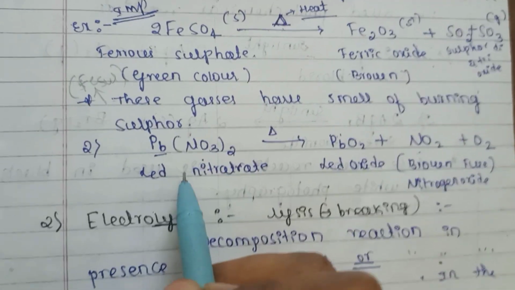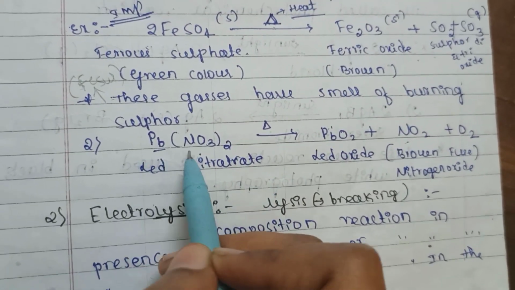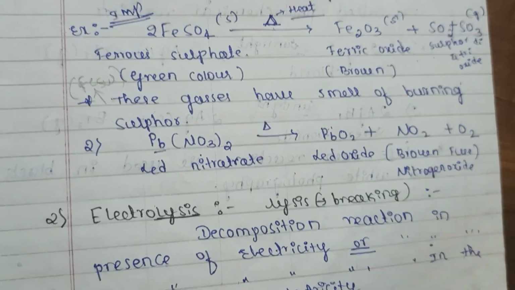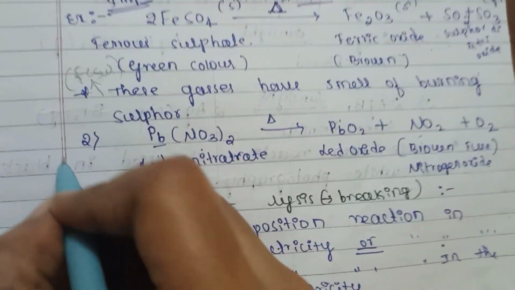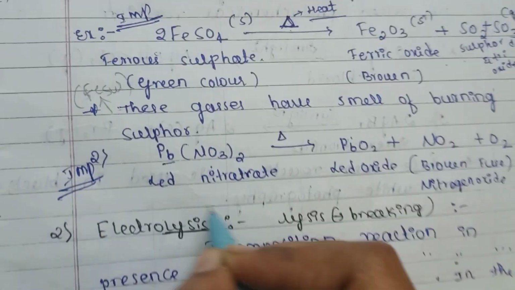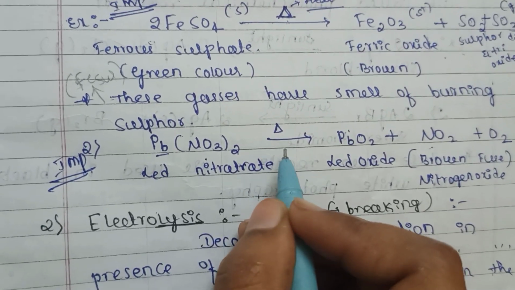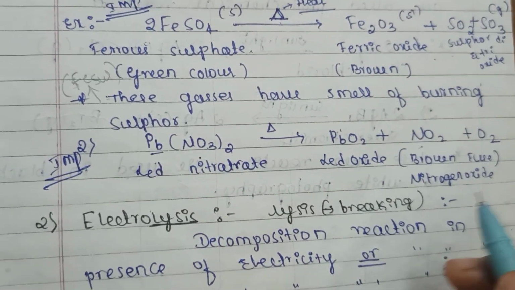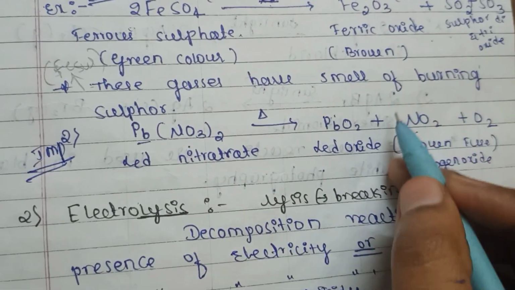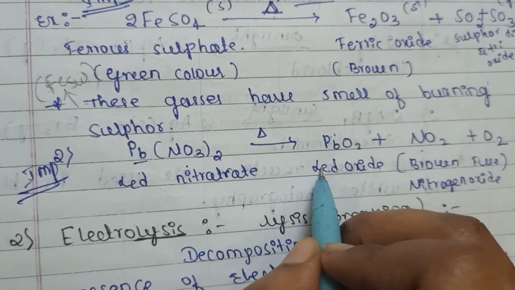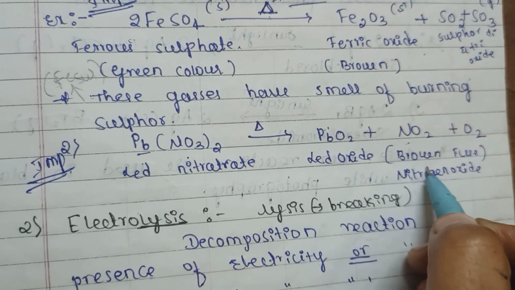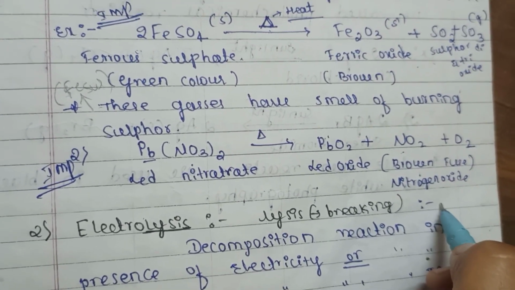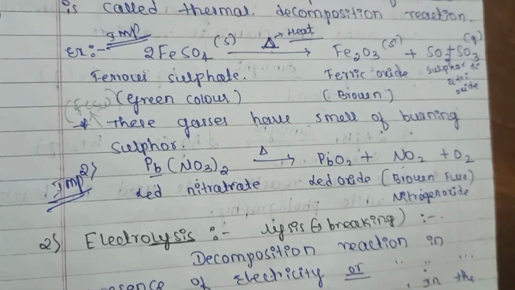Again, one more example is lead nitrate, Pb(NO3)2, which gives PbO plus NO2 plus O2. See, this is also very important. When lead nitrate reacts in the presence of heat, it will produce brown fumes. They will ask the question: brown fumes means what? It will be nitrogen dioxide. So it will produce lead oxide, and also it will produce these brown fumes. This is what you have to remember.